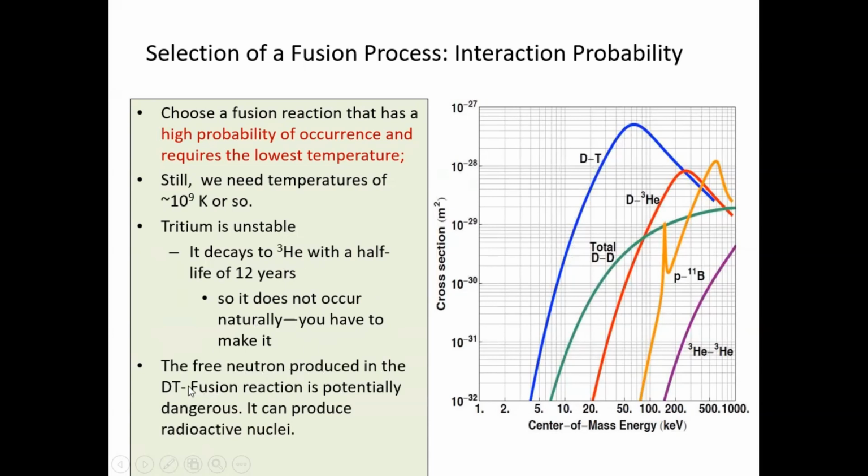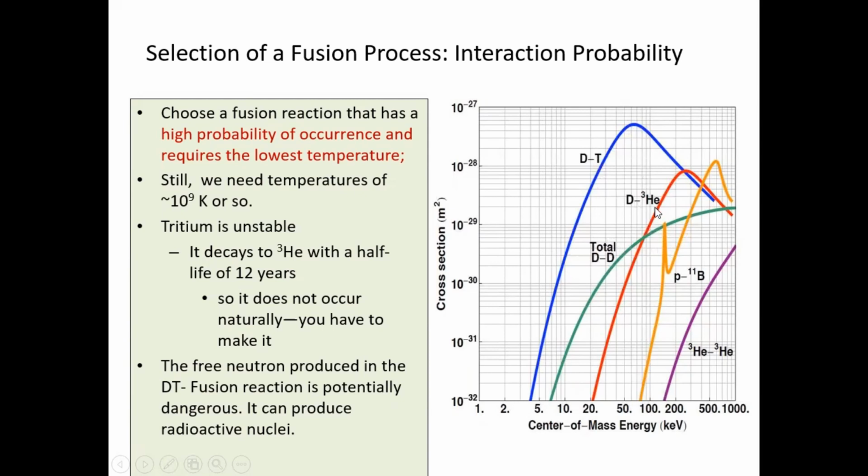The free neutron produced in the DT fusion reaction is potentially dangerous, as it can produce radioactive elements. This is the problem with DT. However, the DD reaction rate is low. It is not very competitive at 50 to 100 keV, but DD is safe because it needs only D, not tritium. Once we have produced tritium, then we can consider the other reaction.